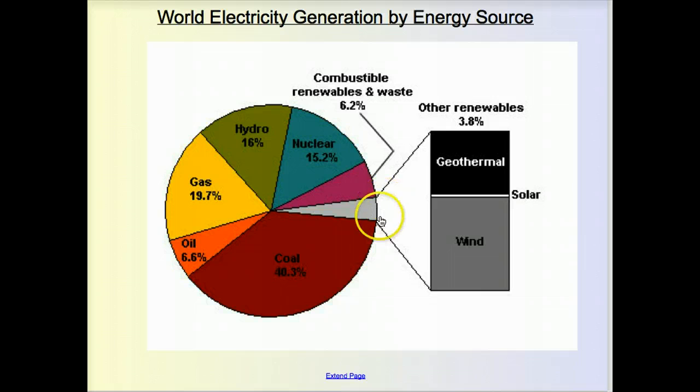In the other renewables, this little segment here, this is an expansion. We've got geothermal, wind, solar, a very, very small chunk there. It's growing, but it's still very, very small. So we can see that these clean alternatives are really a very small percentage. We still rely heavily on the fossil fuels. If you add together the gas, the oil and the coal, we're well over 50%, 60% of the world's electricity produced by these fossil fuels, which will run out one day.